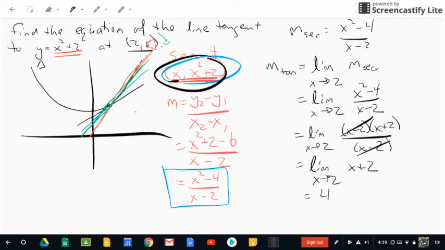So the slope of my secant line, as I move that second point closer and closer to the point of tangency, gets closer and closer to the slope of the tangent. What's the limiting value? The limiting value is 4. That, therefore, is the slope of the tangent. And now I can write my equation in point slope form. My equation will be y minus 6 is equal to the slope of the tangent, 4, multiplied by x minus 2. That's the equation of the tangent line.